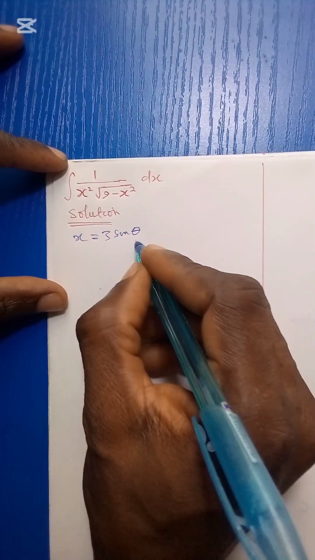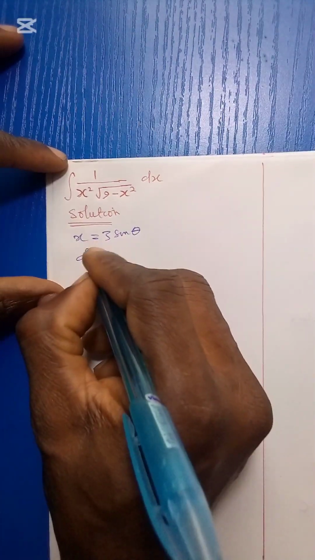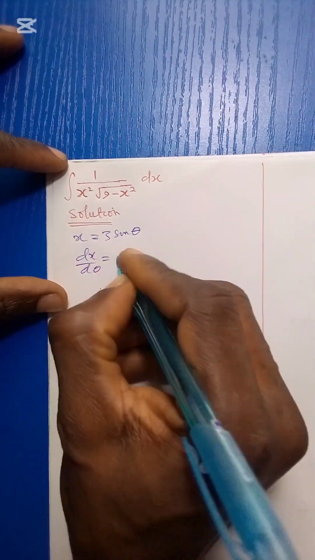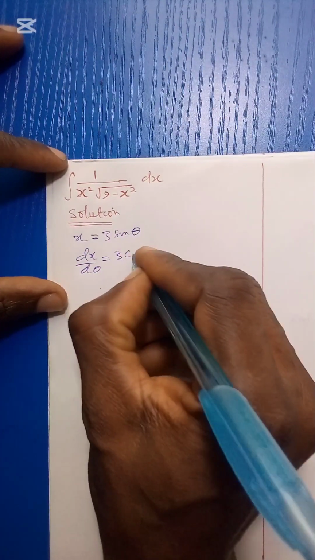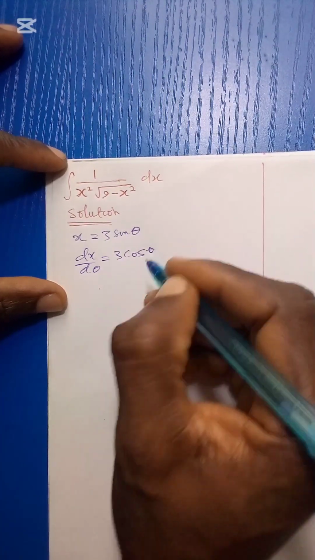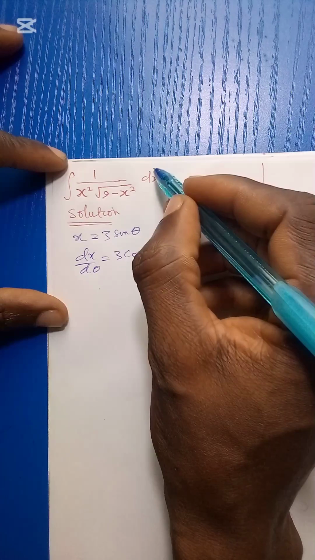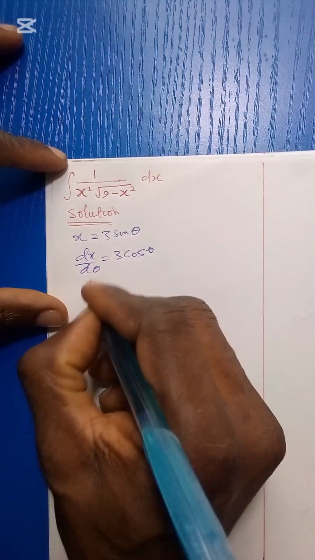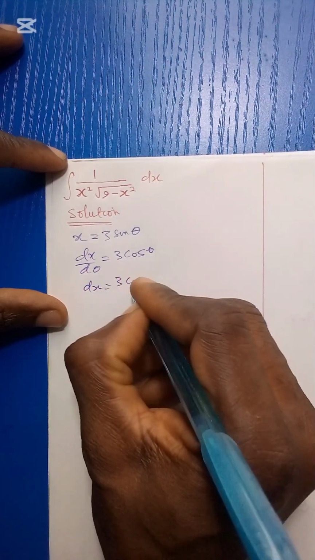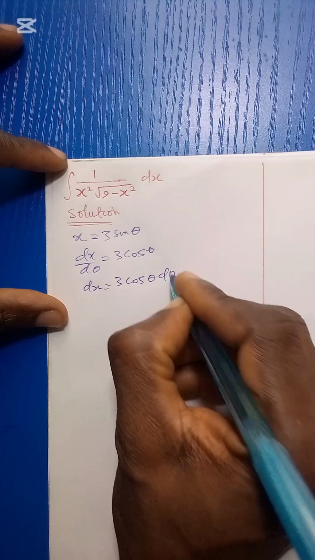However, I'm going to differentiate this. So dx d theta is equal to 3 cos theta, and let me make dx the subject because I need to substitute this dx here. So dx is equal to 3 cos theta times d theta.